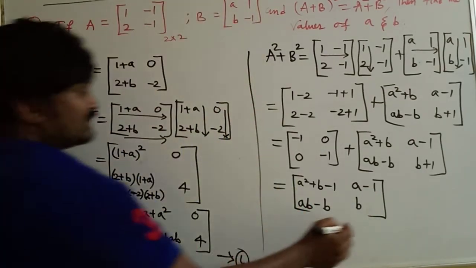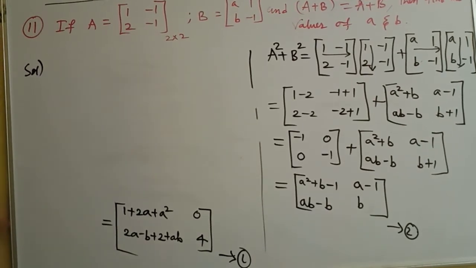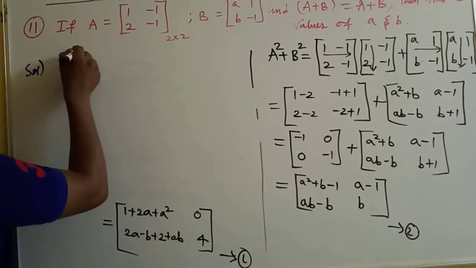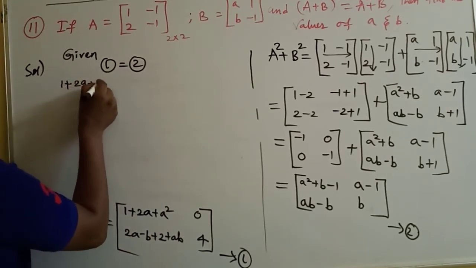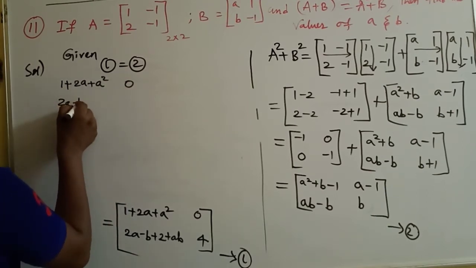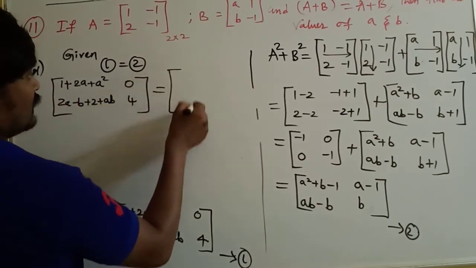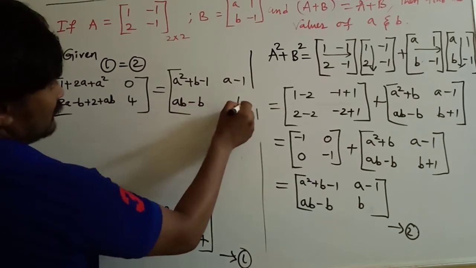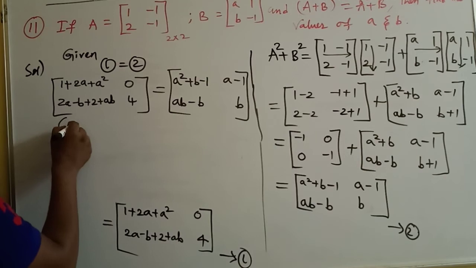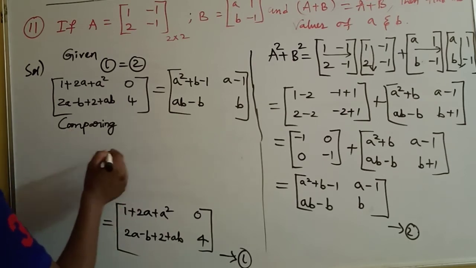Now comparing corresponding elements, this is equation number 2. So according to your question, 1 is equal to 2. Then we can solve. So first 2 steps I'll drop and I'll write. Right, according to your question, 1 is equal to 2. So I can write given 1 is equal to 2. That means 1 plus 2a plus a square, 0, 2a minus b plus 2 plus ab, 4, that is equal to a square plus b minus 1, a minus 1, ab minus b, b. So use comparing. When I am writing this CC, you are not writing in your examination time. So that's what I am writing now, full form.